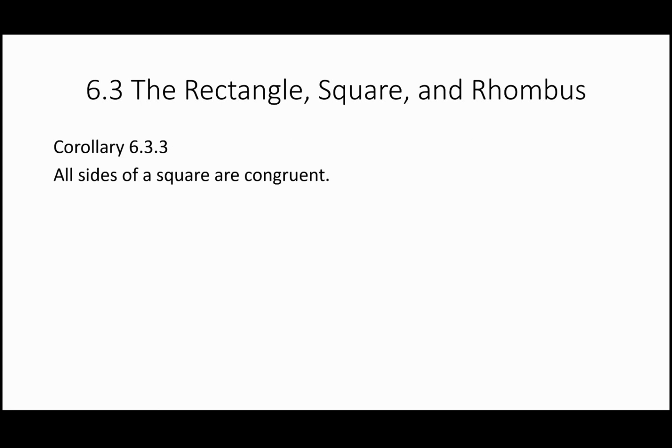Next, we have a corollary associated with squares. Say you have a square ABCD, as pictured here. It turns out you get to conclude that all of the side lengths are congruent to each other. So you can make this string congruency statement and put a single tick mark on all of the outside edges in order to indicate their relationship of being congruent to one another.